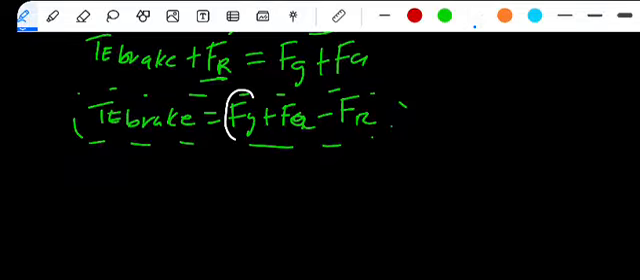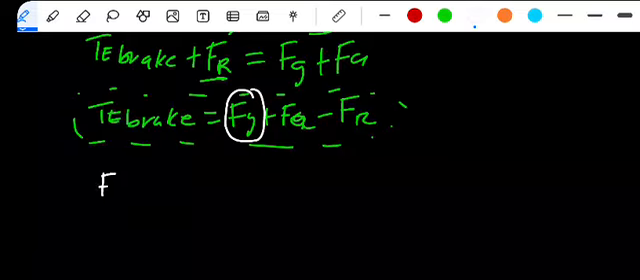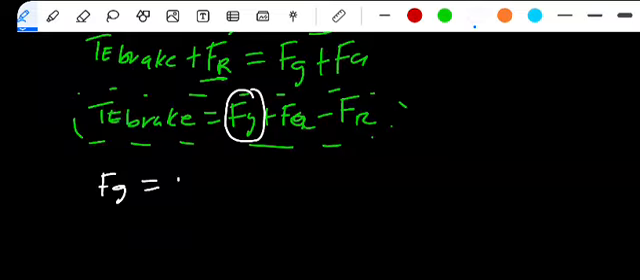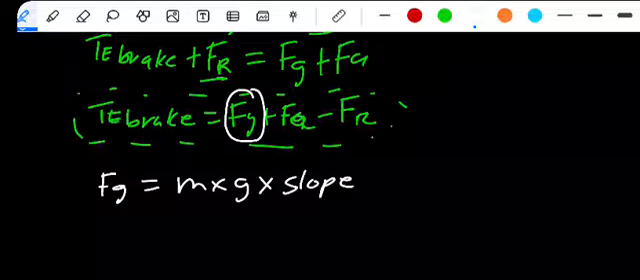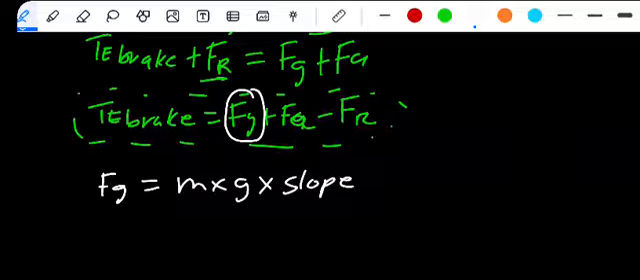We need FG there. So FG, we know, guys, FG is equal to what? It's equal to mass multiplied by gravity multiplied by the incline slope. I know that, but now we have to multiply by that. I know you can calculate that. It's fine. All right.